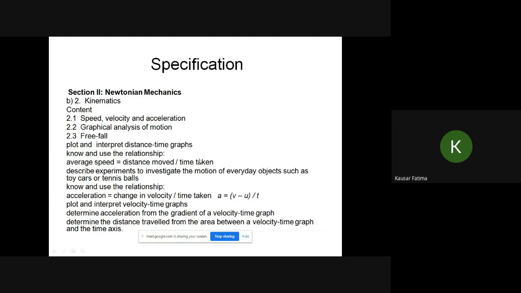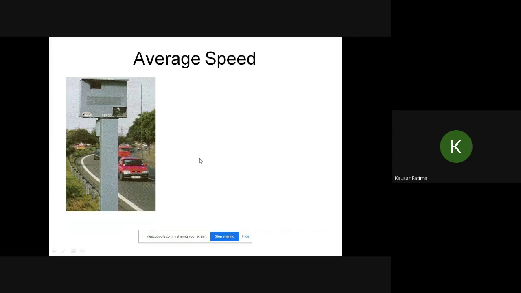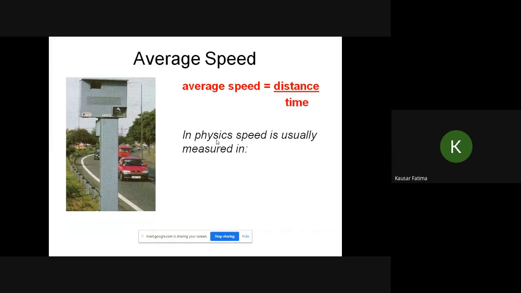Speed tells us how fast or slow a body is moving. Usually we calculate average speed, because when we drive on a busy road, the speed changes. We sometimes speed up and sometimes we slow down. So it's better to calculate the average speed. Average speed is the total distance covered by a body over the total time. So average speed is distance divided by time, and it is measured in meters per second.